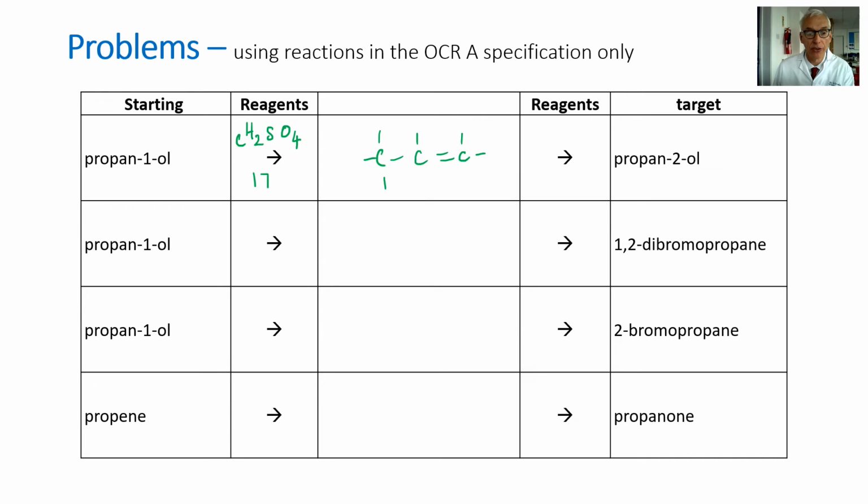And 170. And then the second step, I prefer to use phosphoric acid, concentrated phosphoric acid, and of course steam or water above 100 degrees Celsius. So that will take us from propan-1-ol to propan-2-ol.